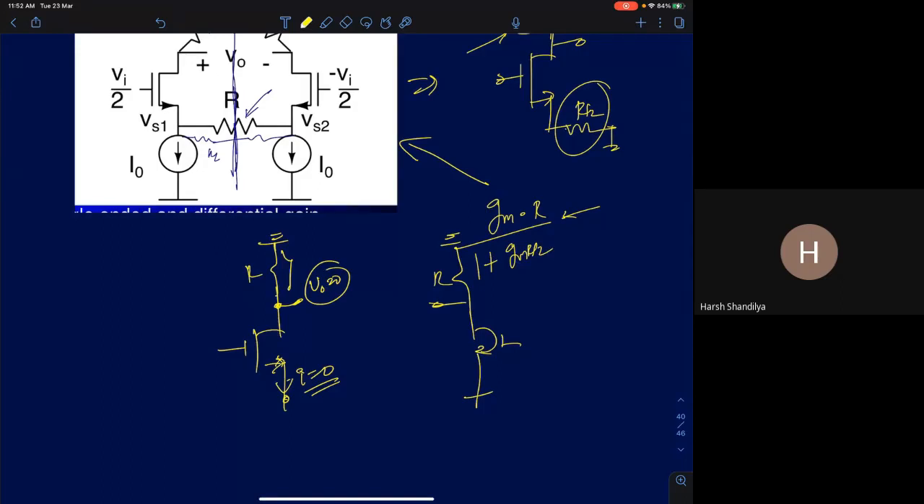So we are done with some interesting questions on differential pairs, how to solve them using half circuit. Probably in the next lecture we'll have a quiz. Okay, I'll stop at this.